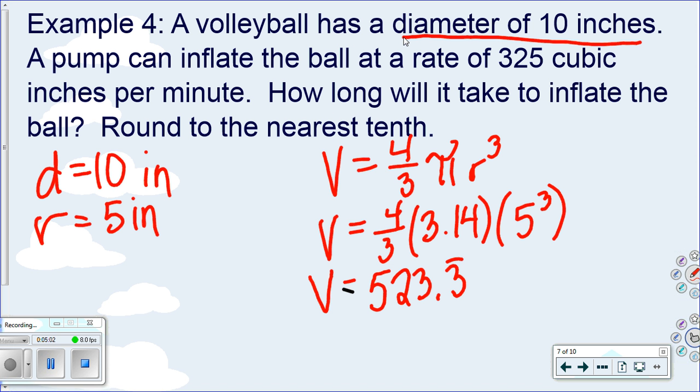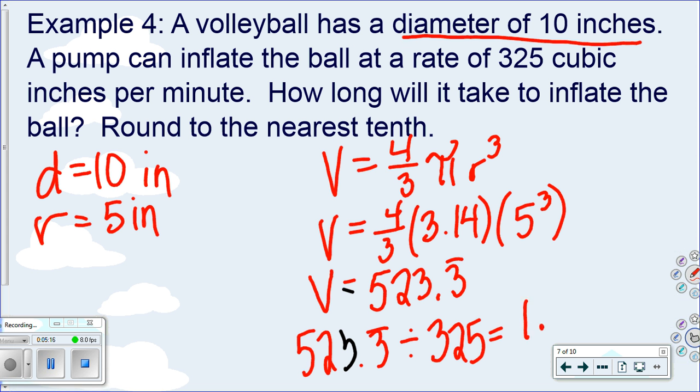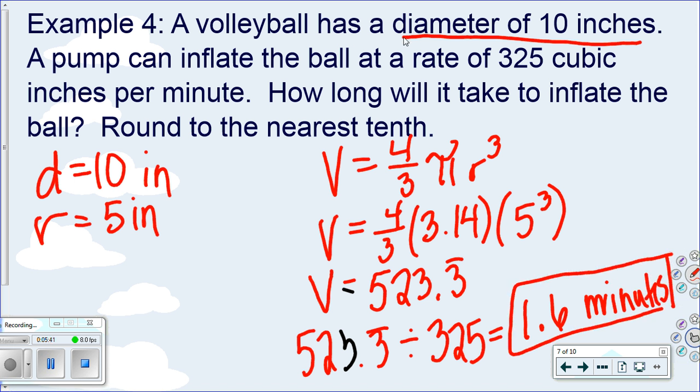Because now I have to take that number and do what, Dan? Divided by 325. What do I get? 1.6. 1.6 what? What is the question that says how long will it take? So 1.6 minutes. It'll take about a minute and a half to fill the volleyball.